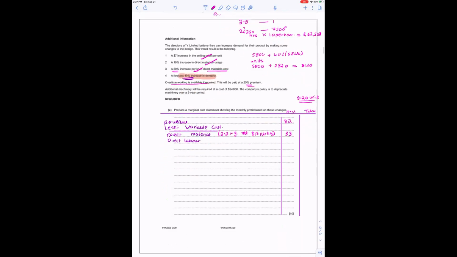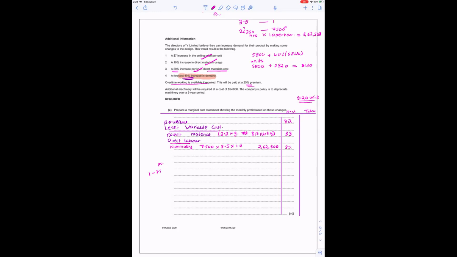So in the direct labor, normally if they were producing 7,500 units, every unit was taking 3.5 hours, and per hour I was paying $10. So I was paying them 262,500. Okay. Per unit, normally I was paying for every unit 3.5 hours. So 3.5 into 10. Per unit I was paying them 35.